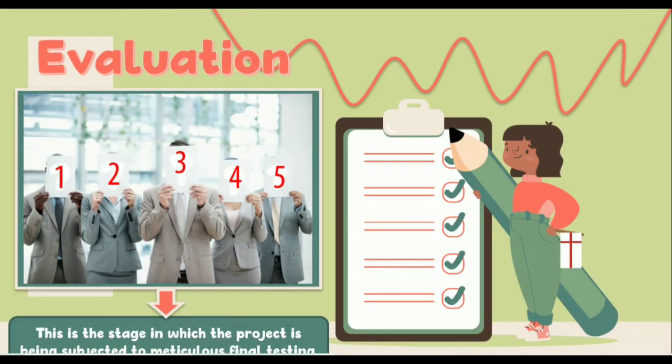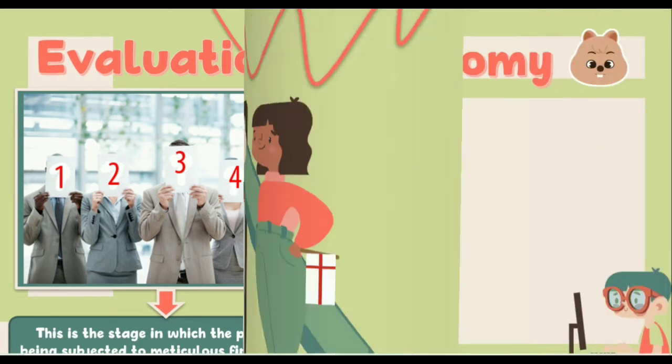And lastly, the final stage of the ADDIE model is the evaluation. This is the stage in which the project is subjected to meticulous final testing regarding the what, how, why, and when of the things that were accomplished in the entire project. The main goal of this stage is to determine if the goals have been met and to establish what will be required moving forward in order to further the efficiency and success rate of the project.